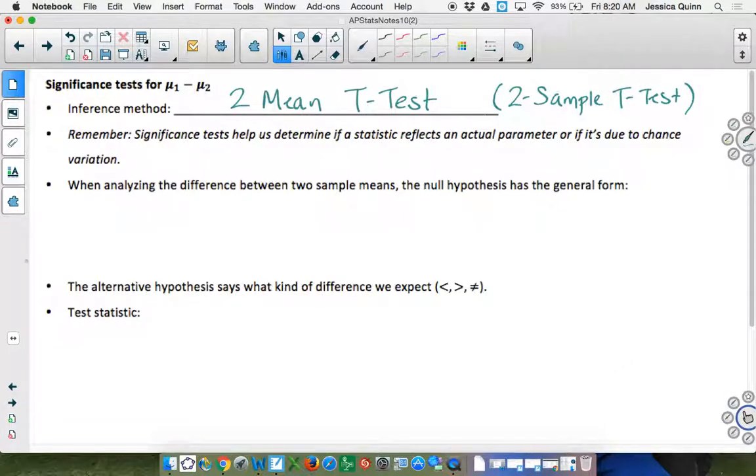Which do we use, 2 mean or 2 sample? I would probably do 2 sample because that's what it says in your calculator, and that's the one you're looking for.